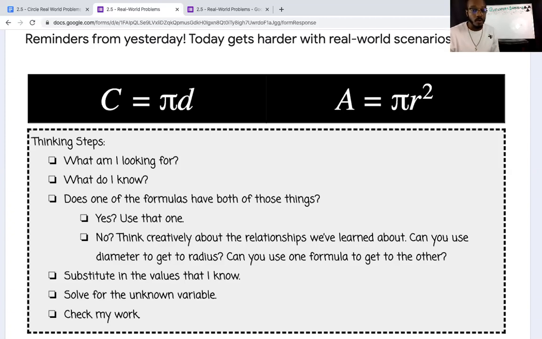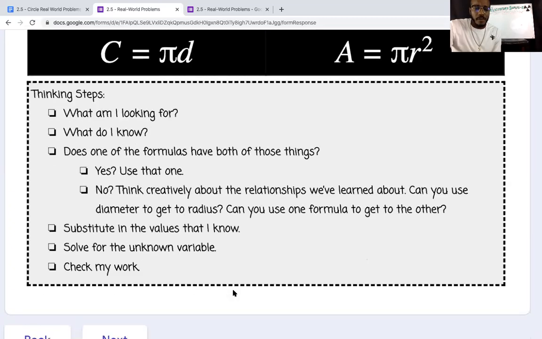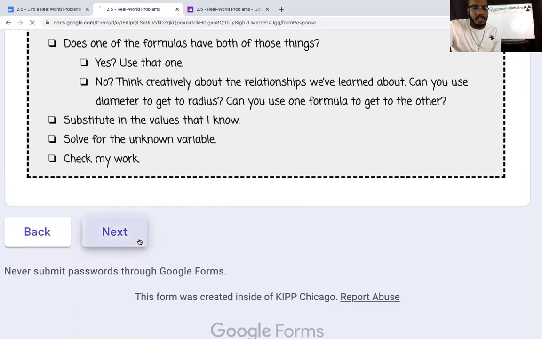If the answer is no, then we need to think creatively about how we can find what we're looking for by using what we have. Most times that's going to mean that we have to use one formula, find the piece that we're missing, and then put that into another formula to find what we're actually looking for at the end. Once we figure out our game plan, we're going to substitute in the values that we know, solve for the unknown variable, and then check our work.